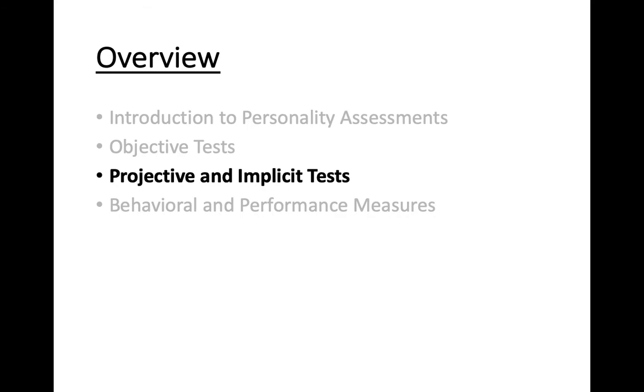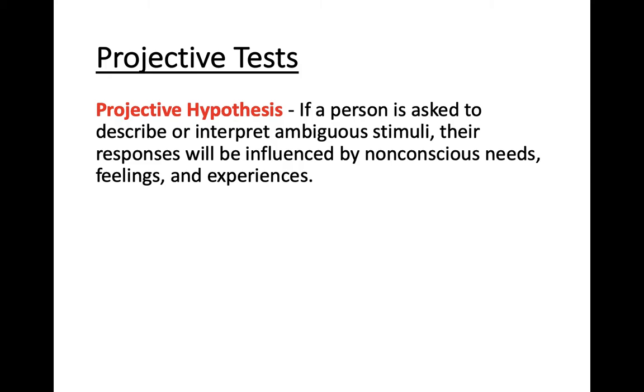All right, so that was objective tests. Let's move on to projective and implicit tests. So following the psychodynamic tradition, some approaches to personality are based on the belief that important thoughts, feelings, and motives come from outside a person's conscious awareness. So projective tests were originally based on something called the projective hypothesis. And this is when people are asked to interpret stimuli that can be understood in a variety of ways. Their responses will be influenced by non-conscious needs, feelings, and experiences. So two prominent examples of projective tests are the Rorschach inkblot test, as well as the Thematic Apperception Test, and I'll describe both of these in some amount of detail.